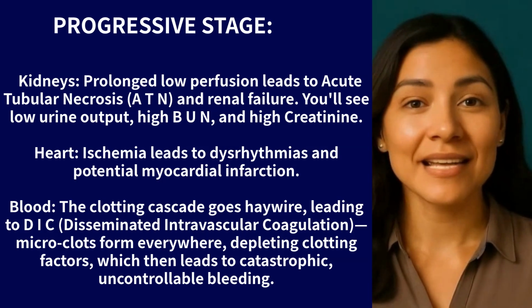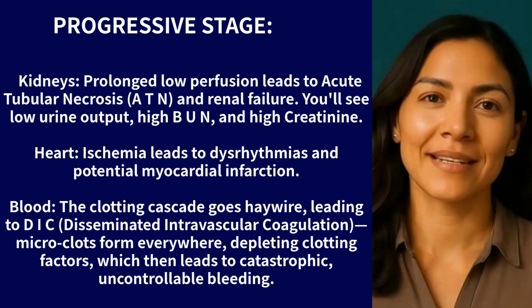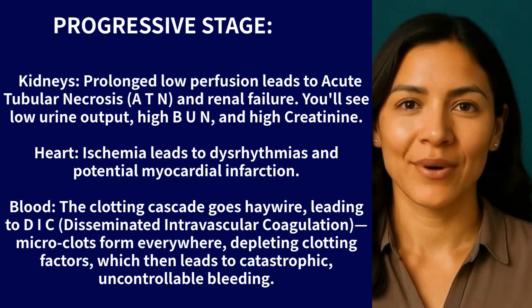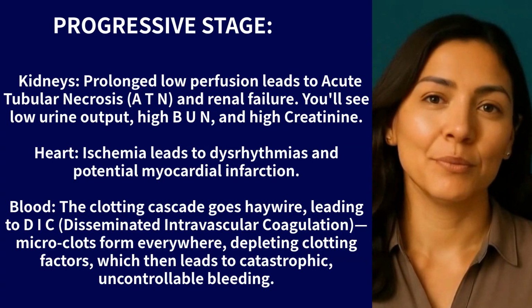Blood. The clotting cascade goes haywire, leading to DIC, disseminated intravascular coagulation. Microclots form everywhere, depleting clotting factors, which then leads to catastrophic, uncontrollable bleeding.